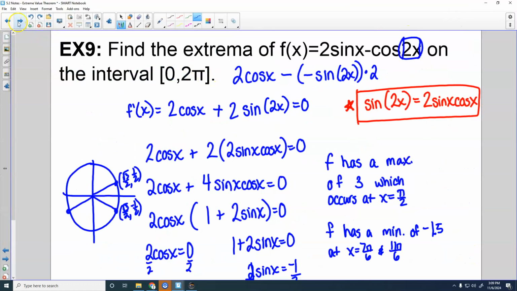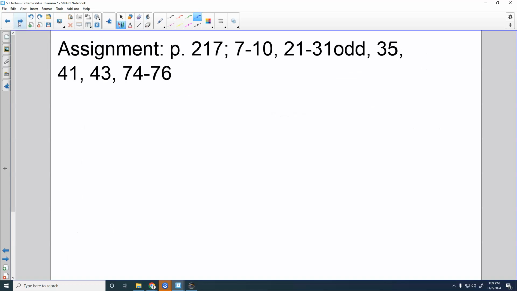Okay, let me look at the assignment and see. Too much. It will be shortened. Let me look at it real quick. Just not enough time. 17. 7 through 10 are graphs. You can still do those. 21 through 31 odd. Let's not do these last ones. We might look at them later.